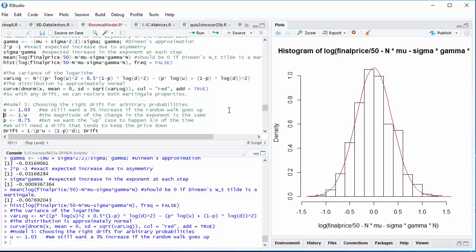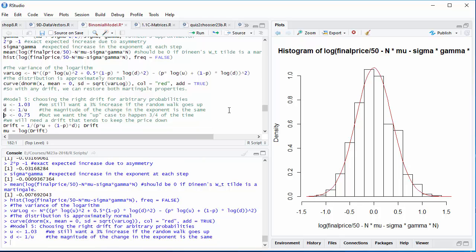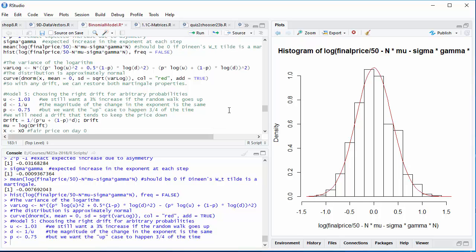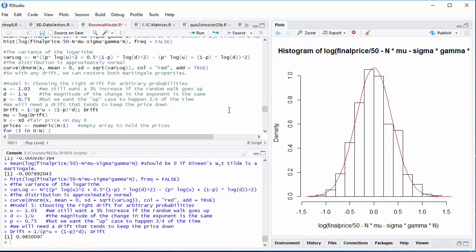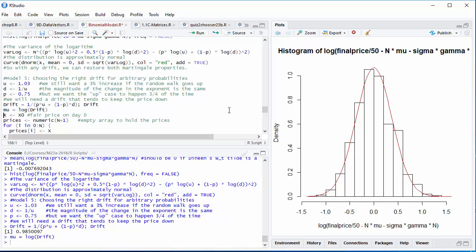So I'll still use u equals 1.03. For a downstep, I divide by 1.03. But now I'm going to say I want the upstep to happen with probability 3/4. In that case, I need a drift that will keep the price down. And it's easy to figure out the formula for that. Take its logarithm and get mu. And let's see what happens in this case.